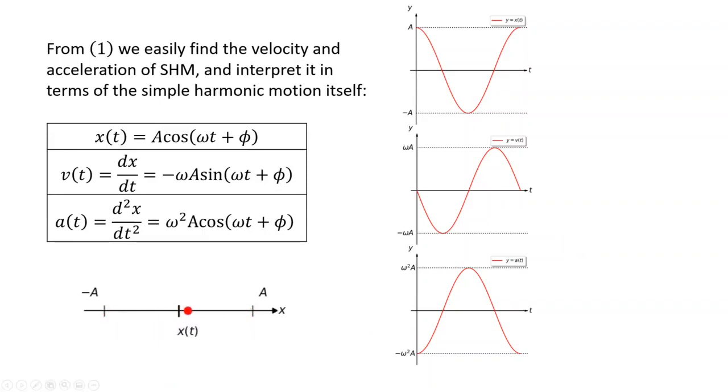You can also very easily see what is the maximum velocity and maximum acceleration: just the velocity amplitude, omega A, and omega squared A for the maximum acceleration.